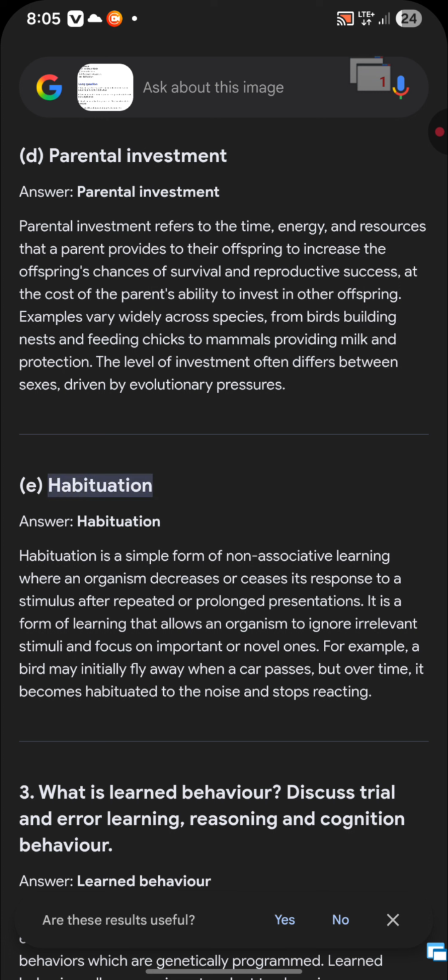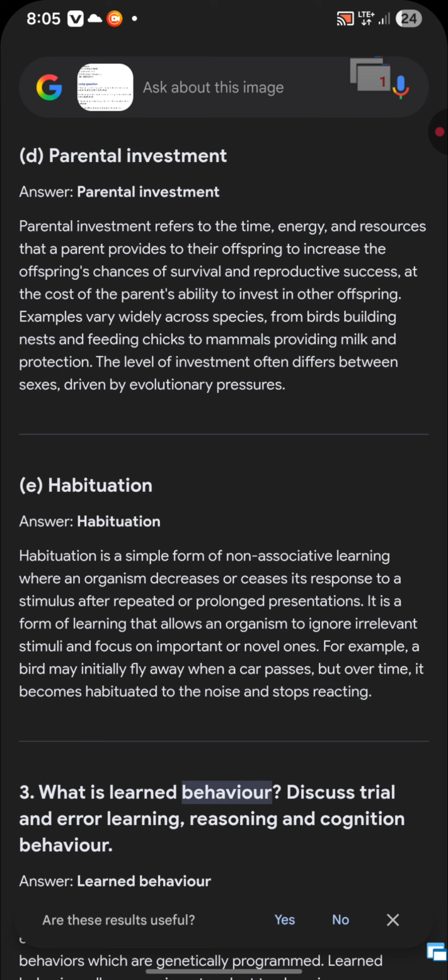E. Habituation. Answer. Habituation. Habituation is a simple form of non-associative learning where an organism decreases or ceases its response to a stimulus after repeated or prolonged presentations. It is a form of learning that allows an organism to ignore irrelevant stimuli and focus on important or novel ones. For example, a bird may initially fly away when a car passes, but over time, it becomes habituated to the noise and stops reacting.